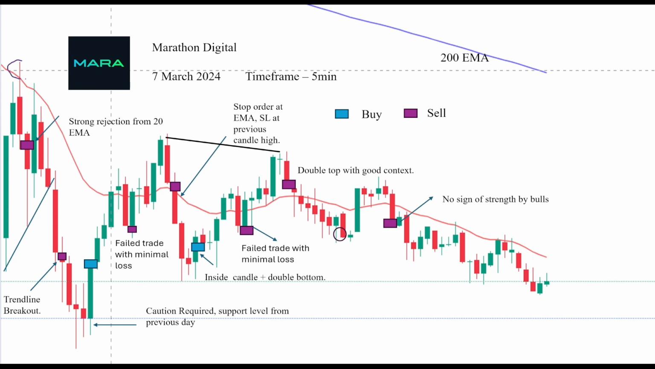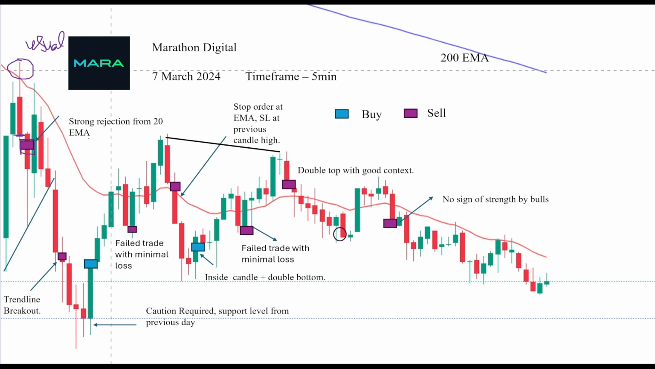We saw a rejection from the 20 EMA, closing from a red candle close to its low. We had this point here. So a stop order a tick below the low of this candle seems appropriate, seems like a good entry. You could use your usual capital here, usual amount.